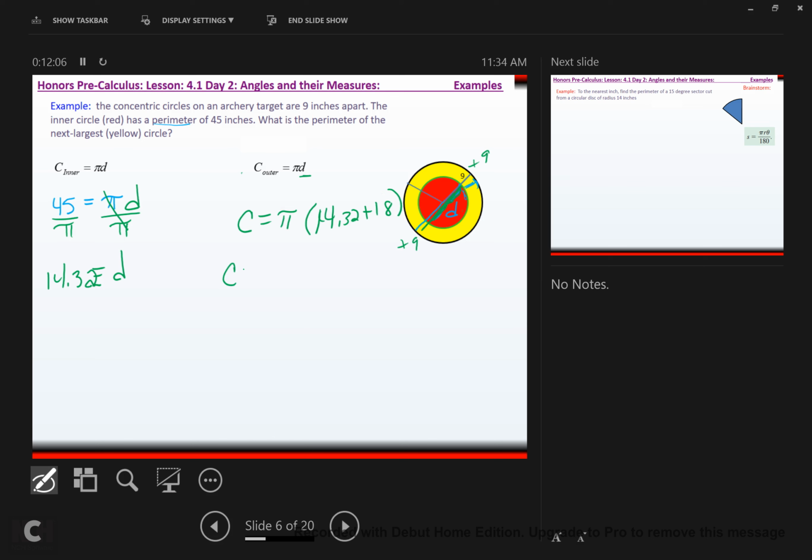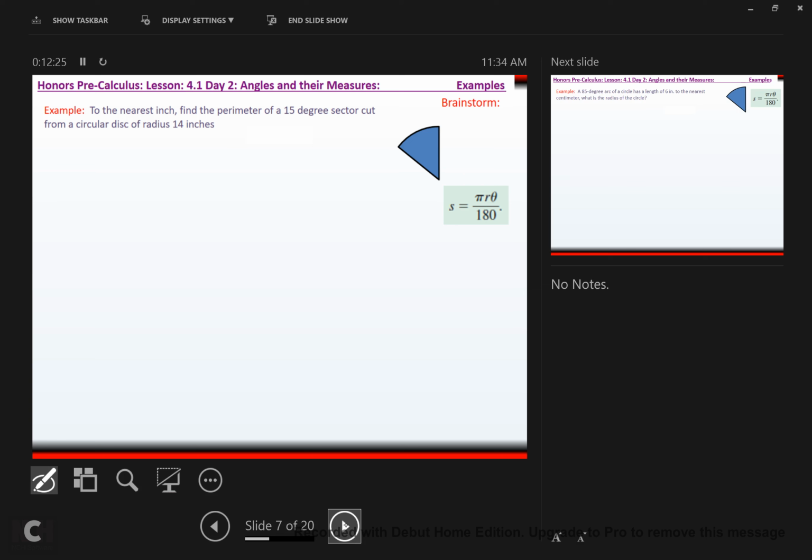So to figure out the circumference, I just multiply pi, parentheses, 14.32 plus 18, close your parentheses, and you get the circumference is 101.55. There's the circumference of the big one. Alright, and the next example.